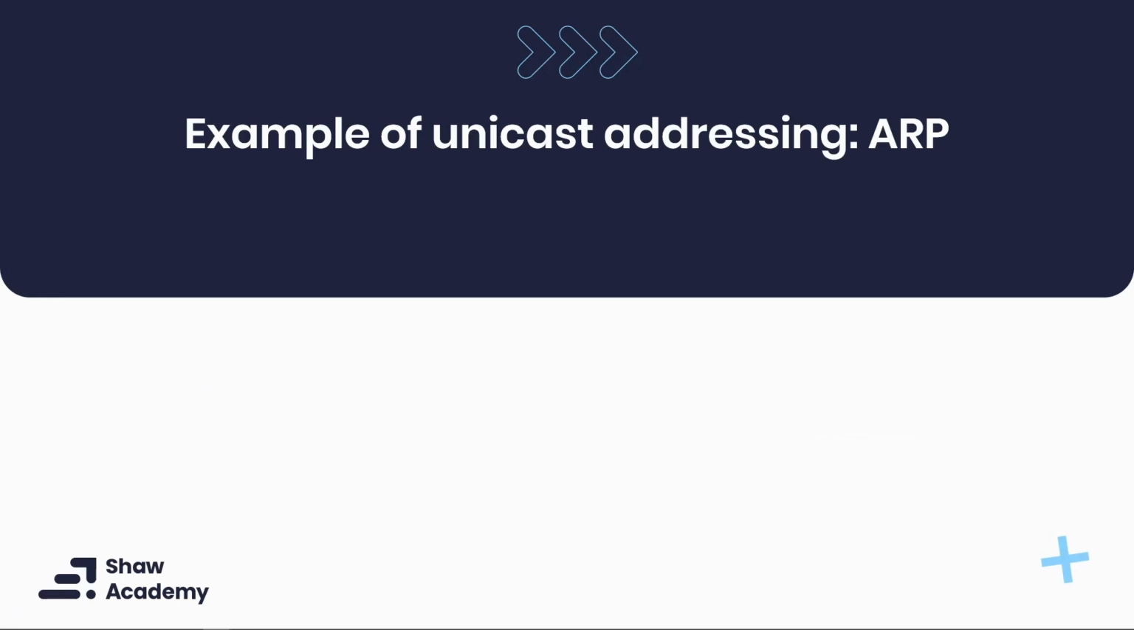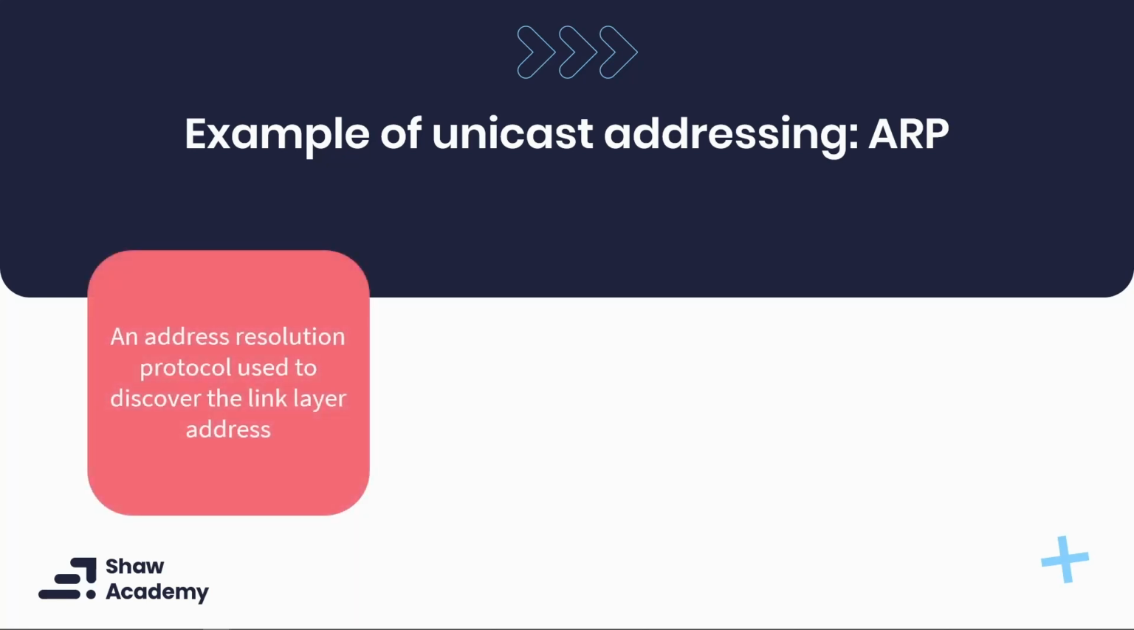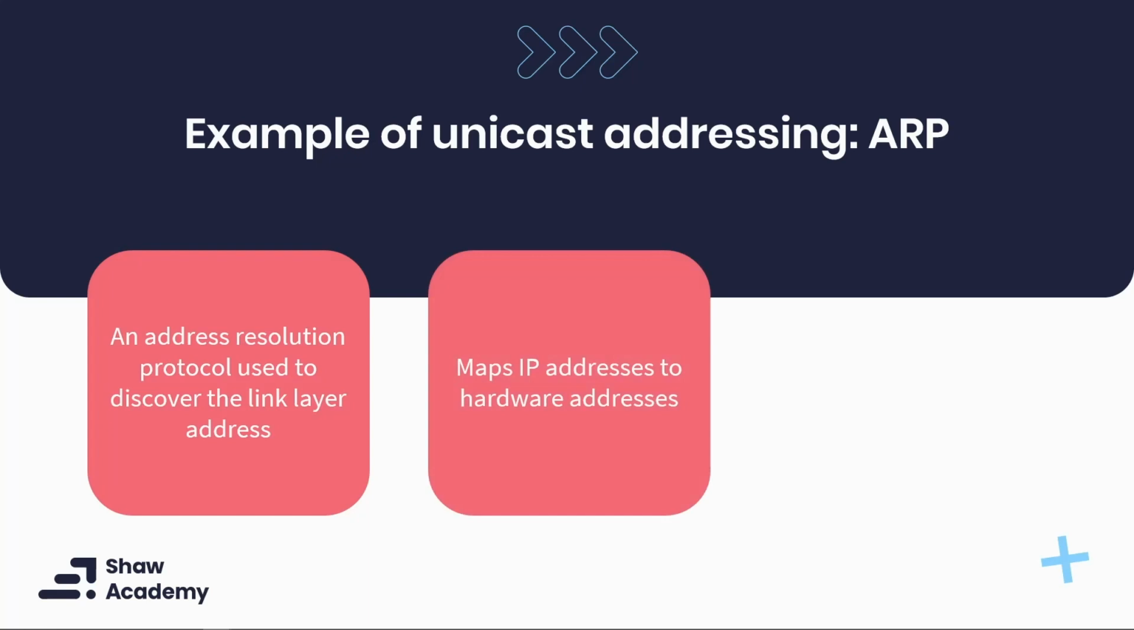Before we move on to the next type of addressing, we thought it would be a good idea to stop and quickly look at an example of unicast addressing called ARP, Address Resolution Protocol. You will notice that ARP actually also uses broadcast addressing. Right now, we're just going to talk broadly about ARP. We do explore it in more detail in the last lesson of this module. Now, we have mentioned ARP before. It's an address resolution protocol used to discover the link layer addresses. It maps IP addresses to hardware addresses, which is the MAC address.